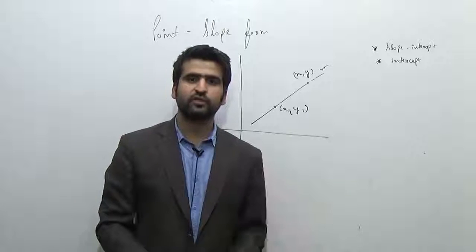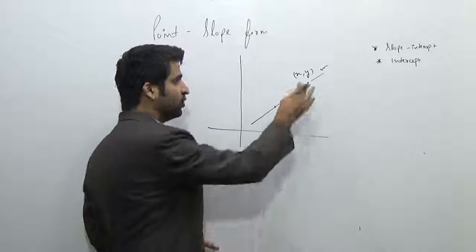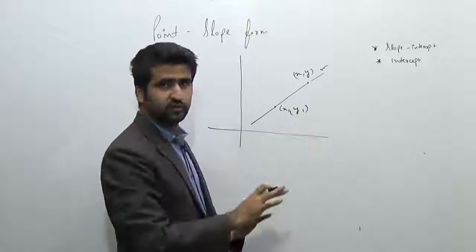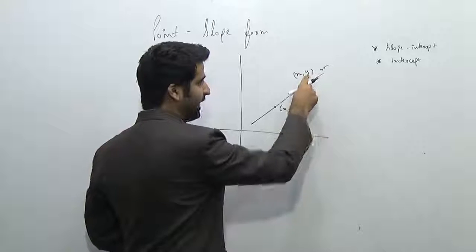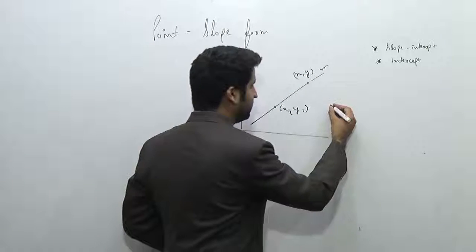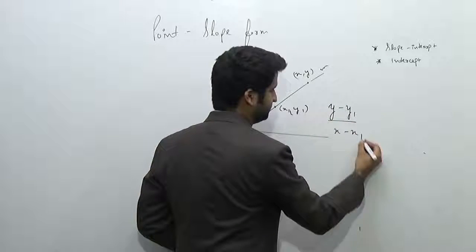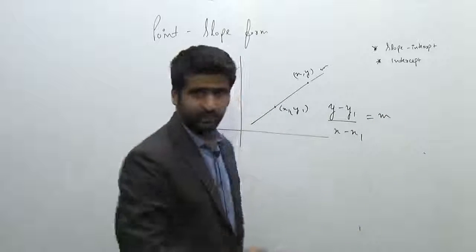Okay, what is the relation of x and y with m and x1 y1? Okay, so we know that the slope is given by y2 minus y1 upon x2 minus x1. In this case, the slope will be equal to y minus y1 upon x minus x1. Okay, so we can say that y minus y1 upon x minus x1 is equal to m, right?